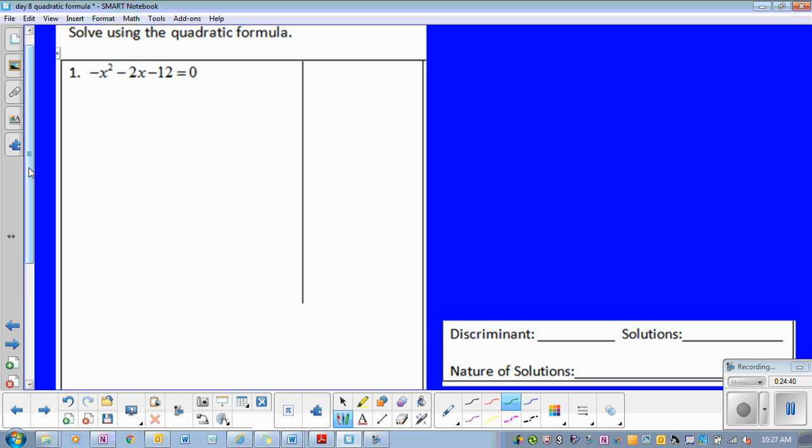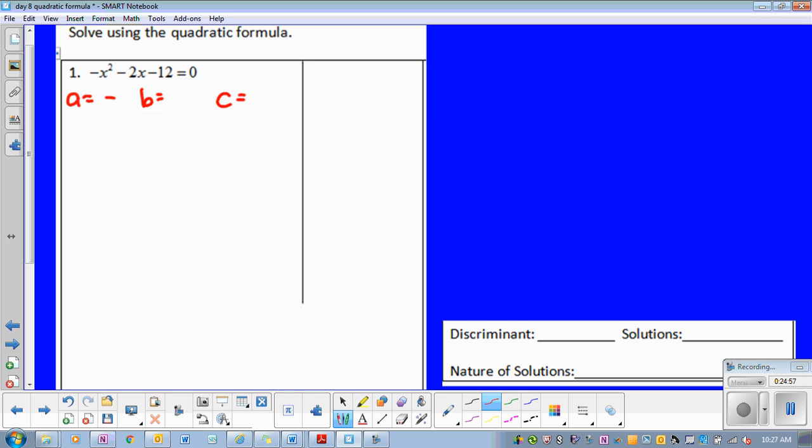So, all right, is it in standard form and is it equal to 0? Yeah. All right. So we have a equals, b equals, and c equals. What is a?